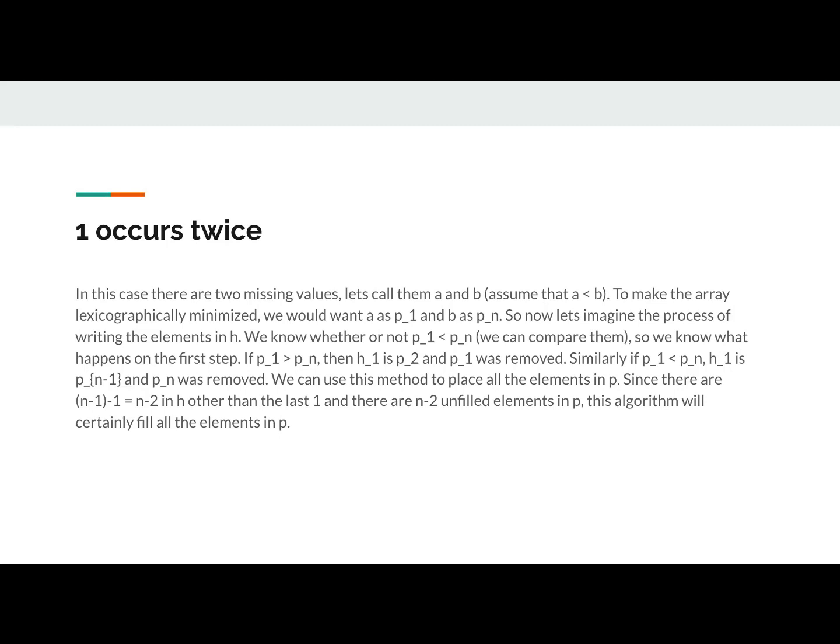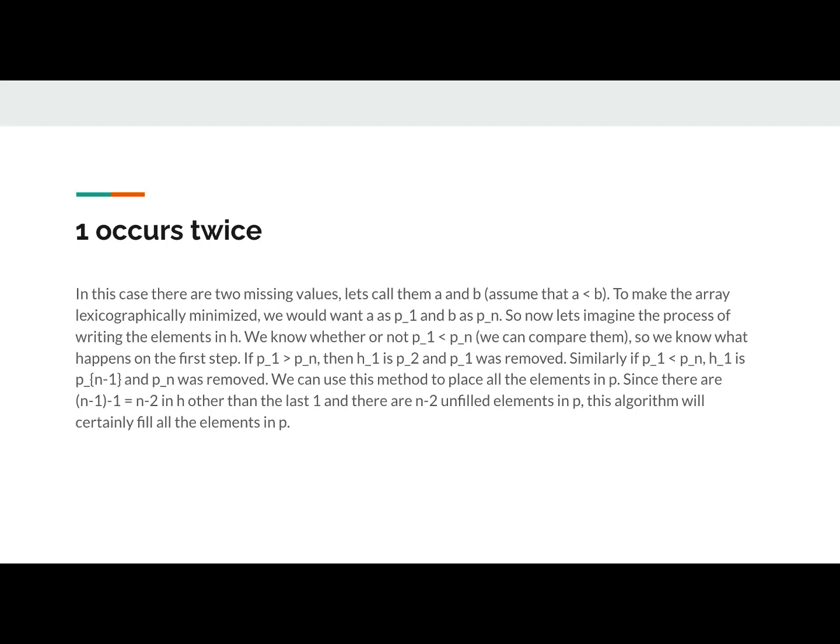If they weren't, we can just swap them. To make the array lexicographically minimized, we would want P of 1 as A and P of n as B, because A is less than B, and having P of 1 be A will be better than having P of 1 be B, right? So now if we consider the process of writing down elements, we'll compare P of 1 and P of n, since we know what both of them are, and depending on the answer, we can remove one of them and write down h of 1.